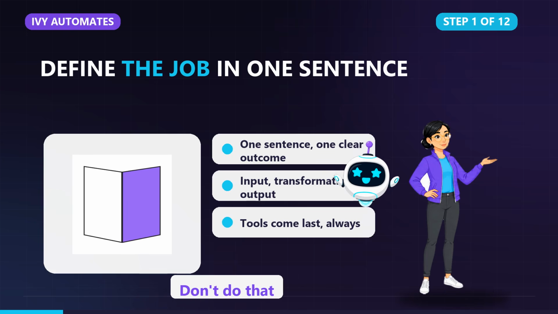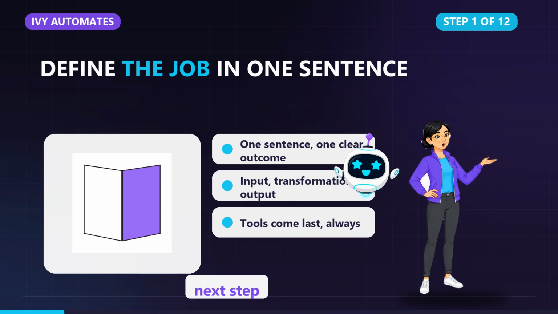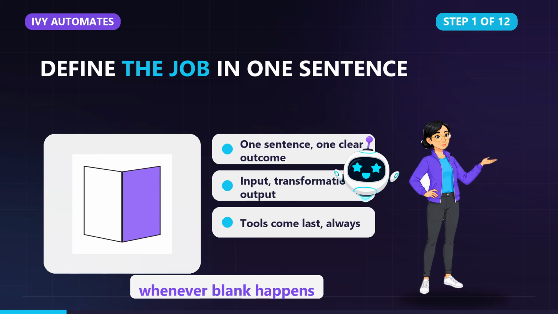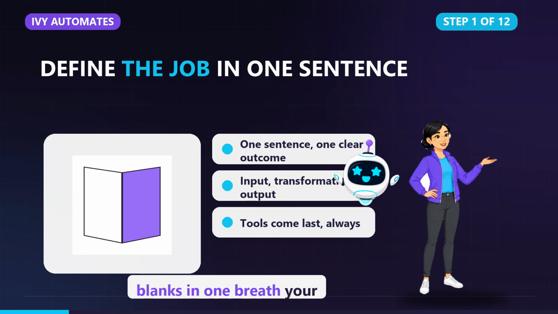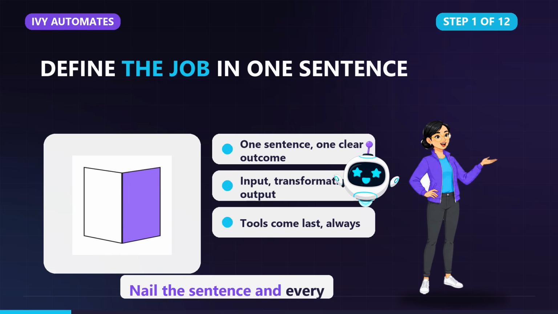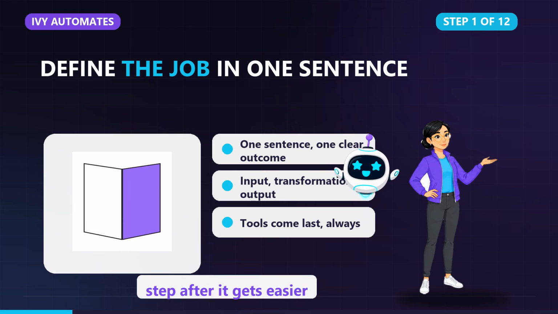Don't do that. Try this right now before the next step. Open a note and finish this line. Whenever blank happens, turn blank into blank. If you can't fill those 3 blanks in one breath, your automation isn't ready to be built yet. Nail the sentence, and every step after it gets easier.